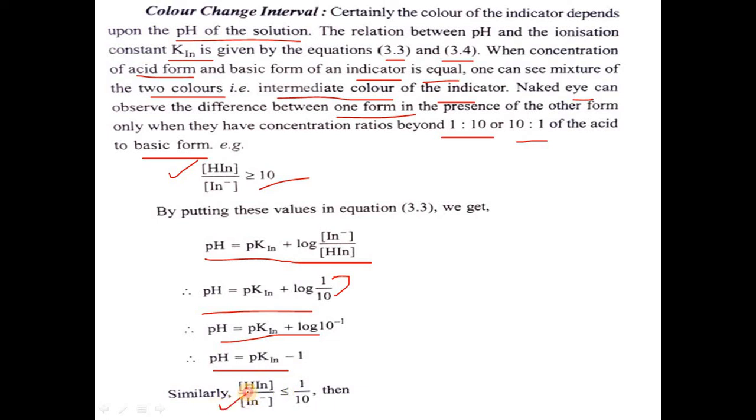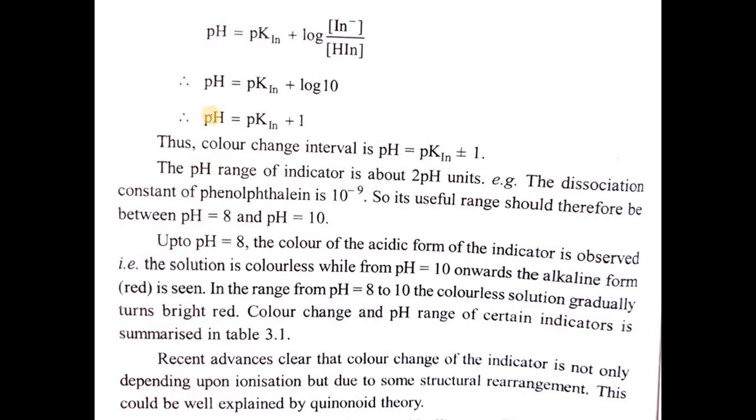But in the reverse condition, that is when the HIN to IN⁻ concentration ratio is less than or equal to 1/10, then this equation becomes pH = pKIN + 1. So the color change interval is pH = pKIN ± 1. So the pH range of an indicator is about 2 pH units. So here, the dissociation constant of phenolphthalein is 10 raised to minus 9. So its useful range should therefore be between pH 8 and pH 10.